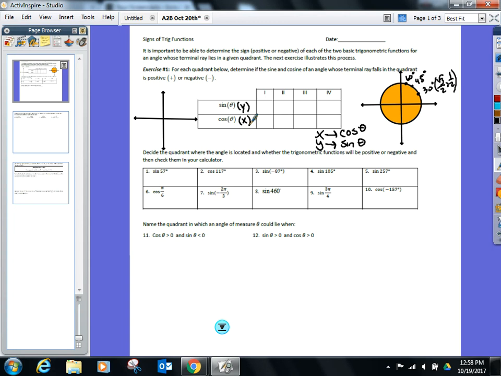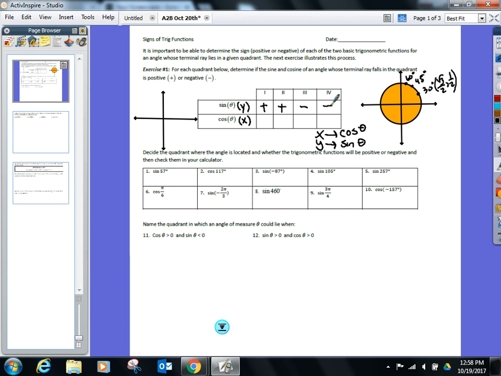So as I go around here, let's start with sine. What do I know about the y values in quadrant 2? Or excuse me, let's start in quadrant 1. What do I know about the y values in quadrant 1? They're all positive. What do I know about the y values in quadrant 2? They're also all positive. Now when I go to quadrants 3 and 4, what do you notice about the y values? They're all negative.